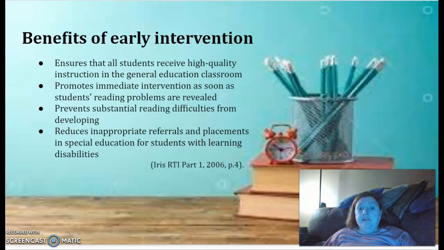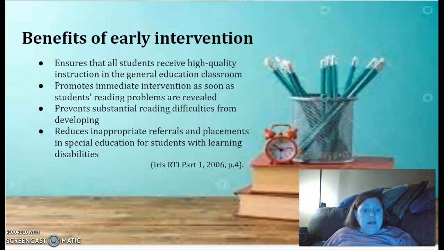Now, what are the benefits to early intervention? And the key is intervention. Early intervention ensures that all students receive high-quality instruction in the general education classroom. It also promotes immediate intervention as soon as students' reading problems are revealed. It also prevents substantial reading difficulties from developing. If it's something that can be caught early enough, then intervention stops that gap from widening as we lead into the upper grades.